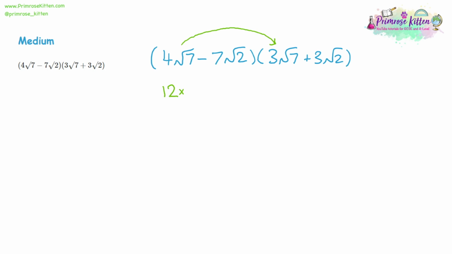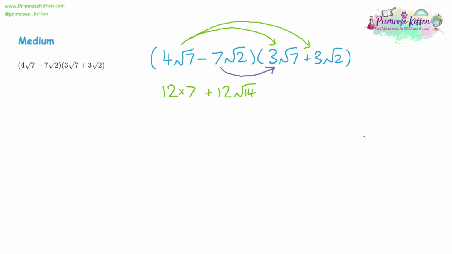Then we're going to multiply it by the second term in the second bracket. So again, whole numbers first. 4 times 3 will give us 12. And then root 7 times root 2 will give us root 14. And that's not a square number, so we can't simplify that one. Then we're going to move on to multiplying the second term. So remember, the negative symbol belongs to the second term. It'll be negative 7 root 2 multiplied by 3 root 7.